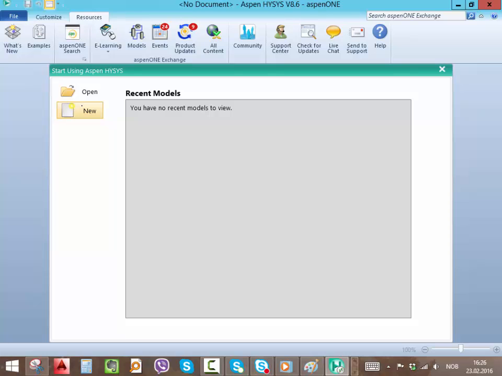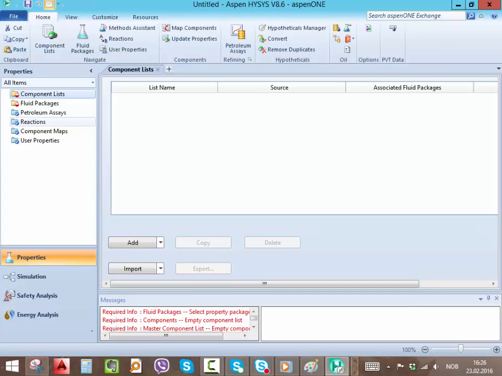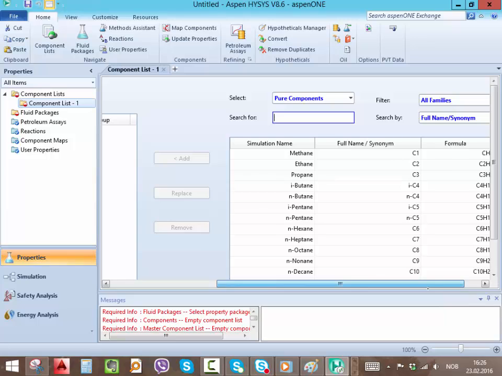Hysys can do many things. It's basically for modeling processing plants. But one of the things it can do is compute properties of fluids based on equation of state calculations. So first the components list. On the left you see the tree, that's how we are going to navigate. So first we have to check the components. I click add, actually it has nothing initially. And these are all the components that I have.